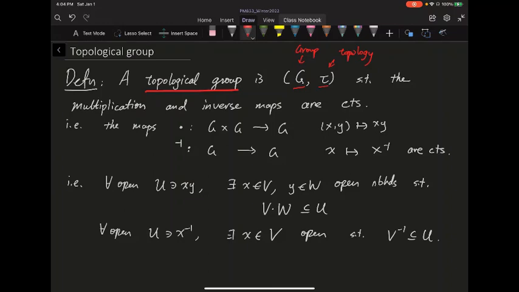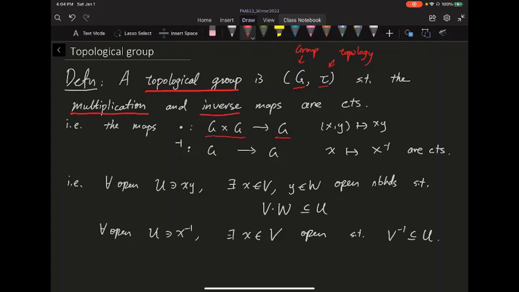Okay, so a topological group is basically a group with a topology on it, and you want this topology to be compatible with your group operation. So in the group, there are basically two operations. There's a multiplication map: you take two elements, you multiply them, and there's an inverse map. The multiplication map, you can think of as a dot map, taking the product space G cross G to G again. So you map (x, y) to their product.